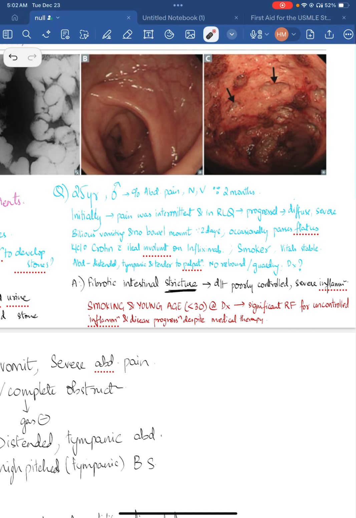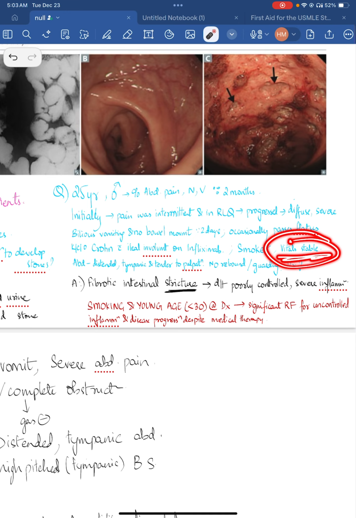How do we know that? Because he is passing gas and has bilious vomiting. Where is bile secreted? In the small intestine. When you have a small intestine obstruction, you will have bilious vomiting. Patient is a known case of Crohn's with ileal involvement and is on infliximab, that is a TNF alpha inhibitor. He is a smoker. What did we say? Smokers are a bad combination for Crohn's disease because smoking flares Crohn's, and vitals are stable.